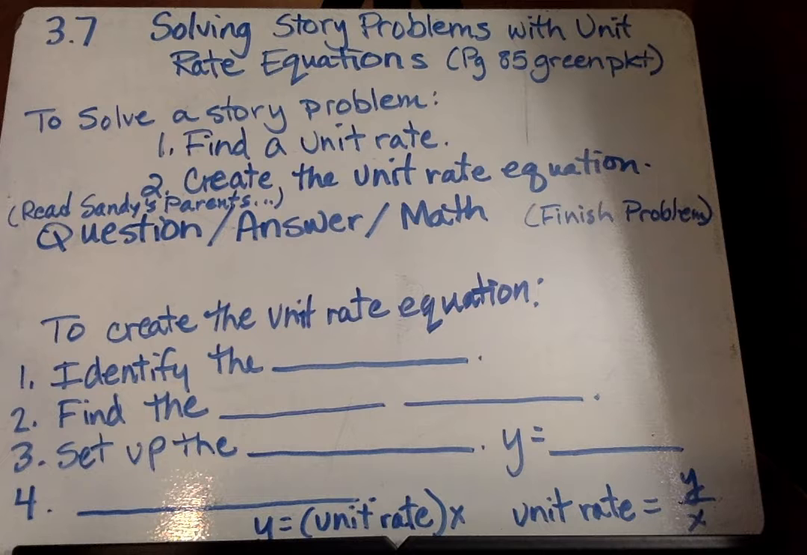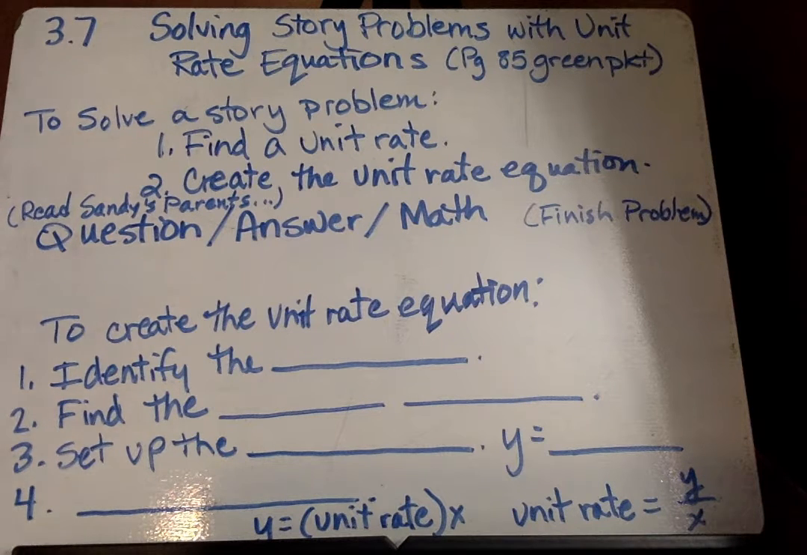Here's an example. Sandy's parents will pay for her and some friends to go to a Super Saver matinee showing of a movie on her birthday. Each ticket costs $3.75. How much will it cost? Okay, so we have the question, what are you trying to find? That would be y. What do you know? The unit rate. What do you not know? The unknown. Okay, so the answer is the total cost for the tickets.